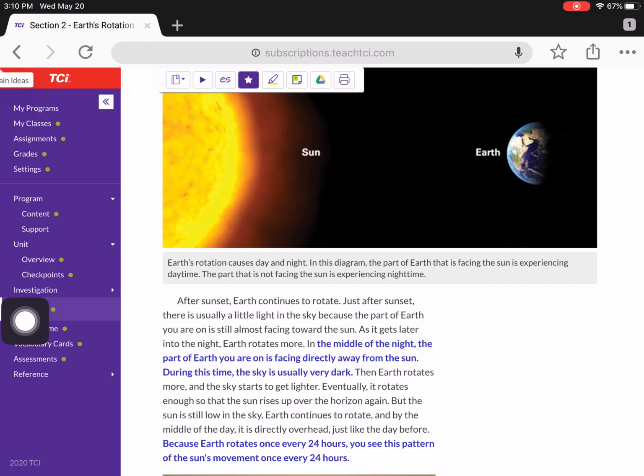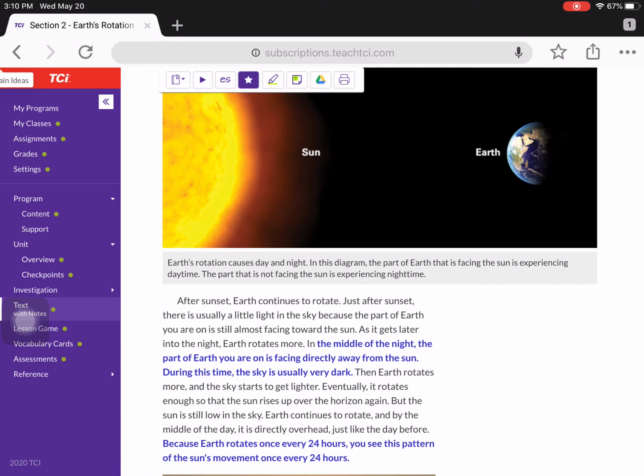After sunset, Earth continues to rotate. Just after sunset, there's usually a little light in the sky because the part of Earth you are on is still almost facing toward the sun. As it gets later into the night, Earth rotates more. In the middle of the night, the part of Earth you are on is facing directly away from the sun. During this time, the sky is usually very dark. Then Earth rotates more, and the sky starts to get lighter.